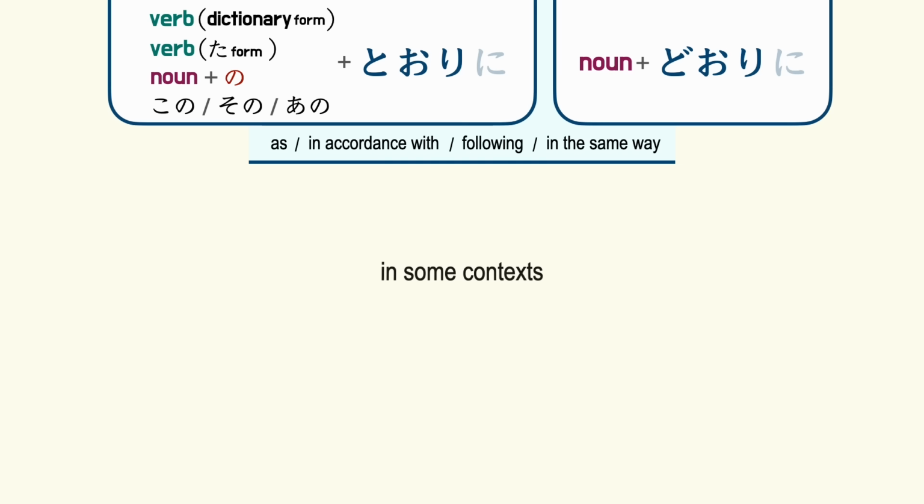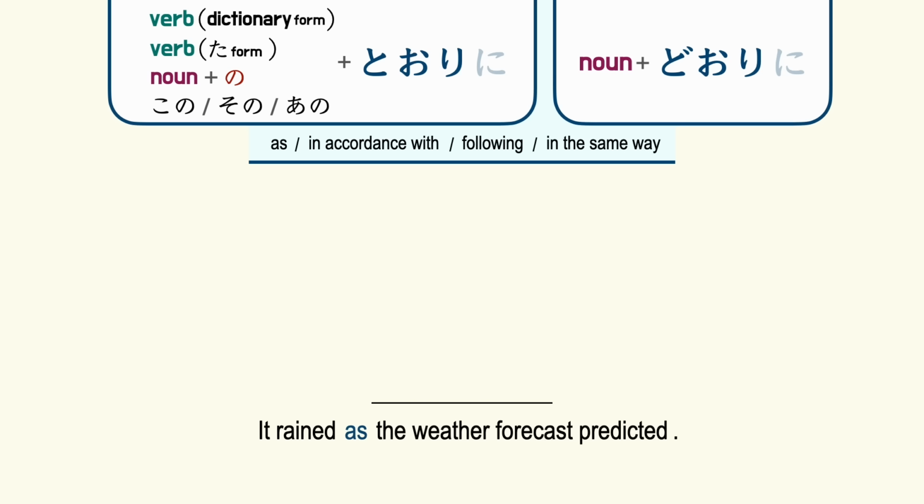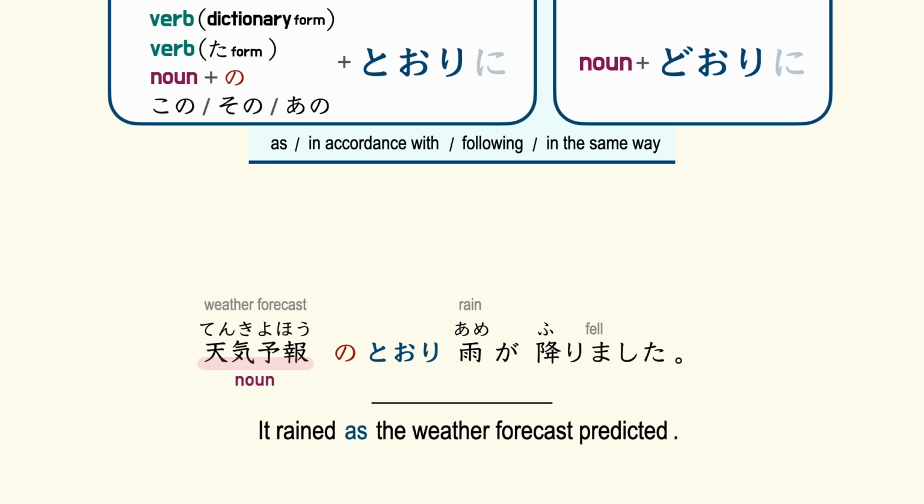However, in some contexts, whether or not you include に can change the meaning a little bit. This is pretty advanced stuff. What I'm about to explain is a very small and subtle point, so it's not something you need to worry about too much. But, for example, it rained just as the weather forecast predicted. You can say, 天気予報の通り雨が降りました。Or, 天気予報通り雨が降りました。Right? Because it's okay to omit the に.